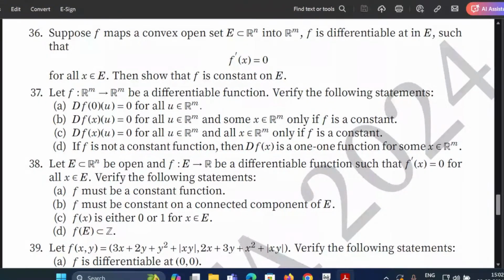So how will we get the constant? Using question number 35, M is 0. If your M is 0, then the modulus of f(b) minus f(a) will be 0. So whatever a, b you choose, f(b) will be f(a), so f is a constant function. Is it clear to everyone?